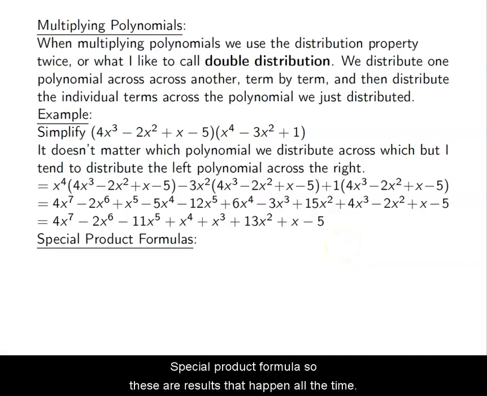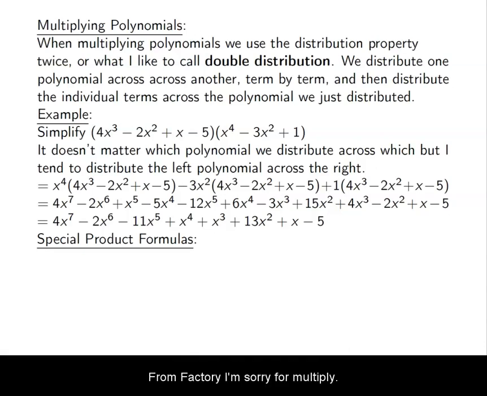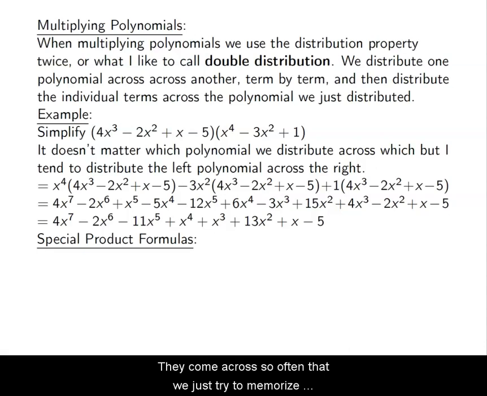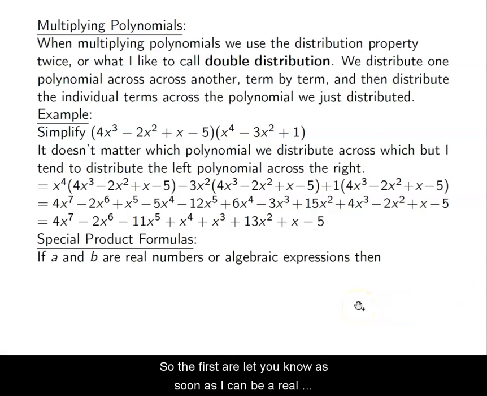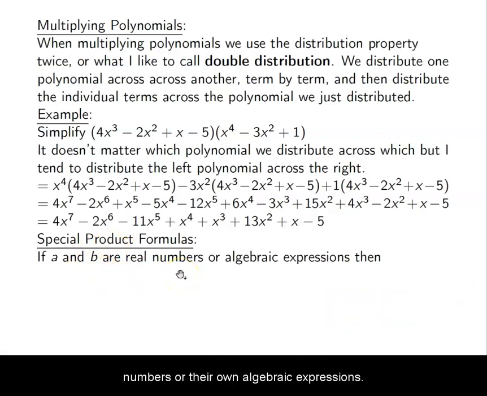Okay. Special product formulas. These are results that happen all the time from factoring, or I'm sorry, from multiplying. They come across so often that we just try to memorize the forms of them. We don't have to memorize the forms, but it just makes things easier when we do. Okay. So the first are, let's assume that a and b are real numbers, or their own algebraic expressions.